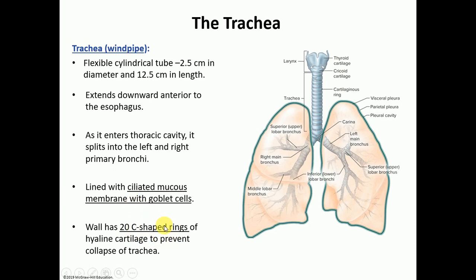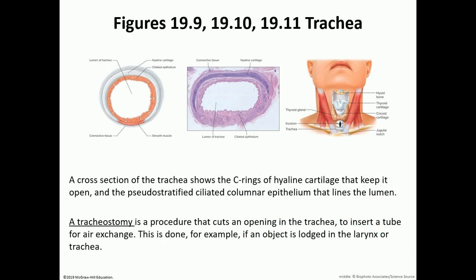And as I said, you've got these C-shaped rings. There's 20 of them, and it's made out of hyaline cartilage, and it prevents the trachea from collapsing. So here again, you can see that C-shaped white hyaline cartilage, and at the very back, we have smooth muscles.